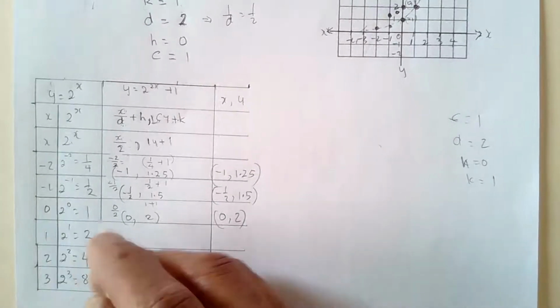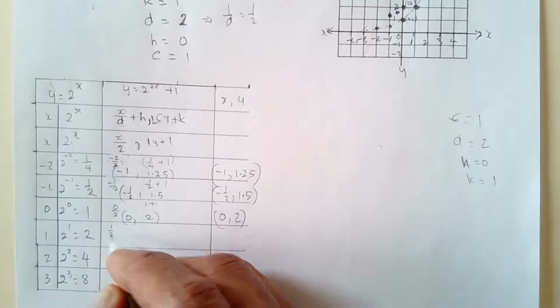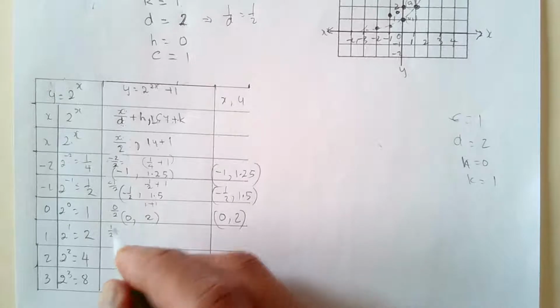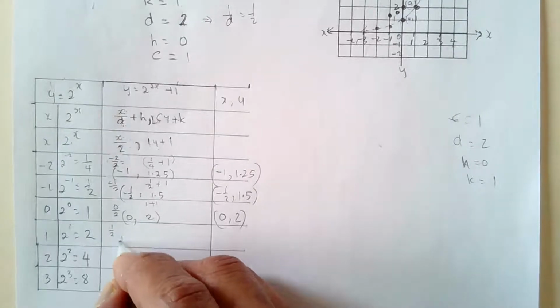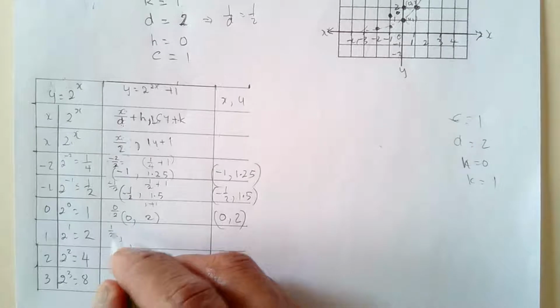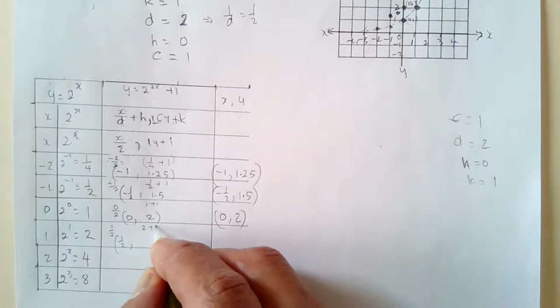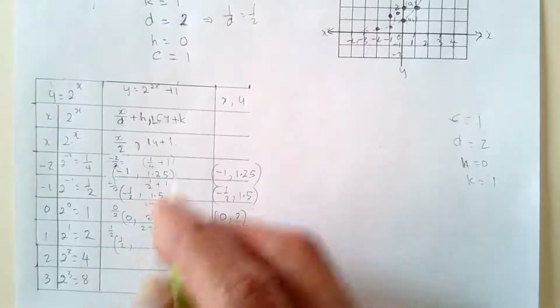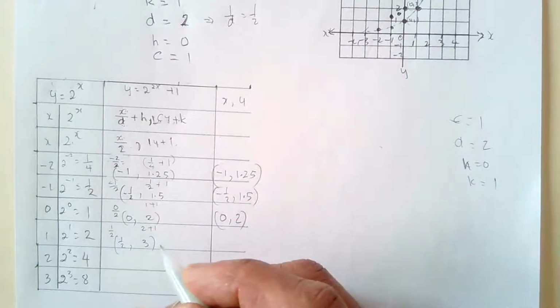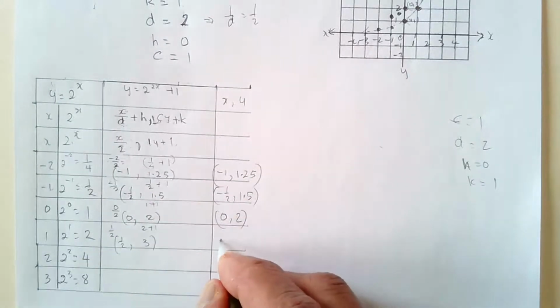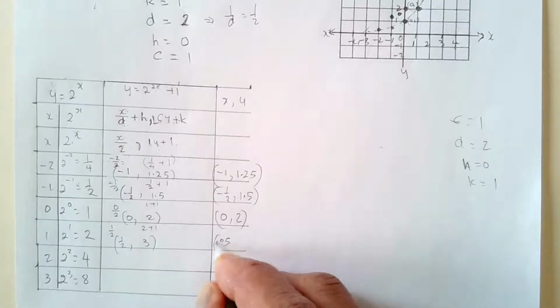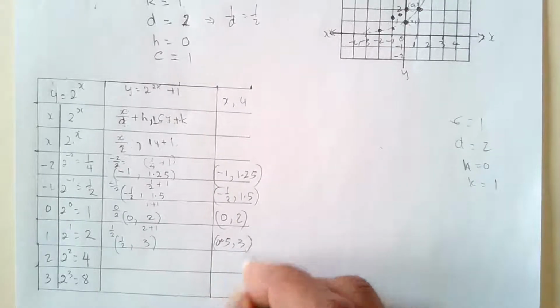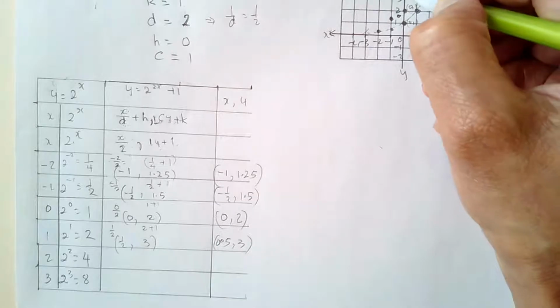We have x equals 1/2, so now we have an x coordinate of 1/2. And the y coordinate would be 2 plus 1, because it is y plus 1. Y is 2, gives me 3. This is 0.5, 3, so 0.5 and 3 up here.